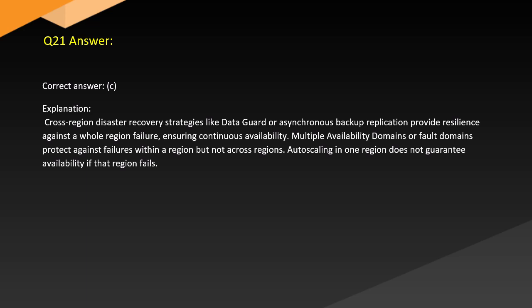Answer. Correct answer. C. Explanation. Cross-region disaster recovery strategies like Data Guard or asynchronous backup replication provide resilience against a whole region failure, ensuring continuous availability. Multiple availability domains or fault domains protect against failures within a region but not across regions. Auto-scaling in one region does not guarantee availability if that region fails.